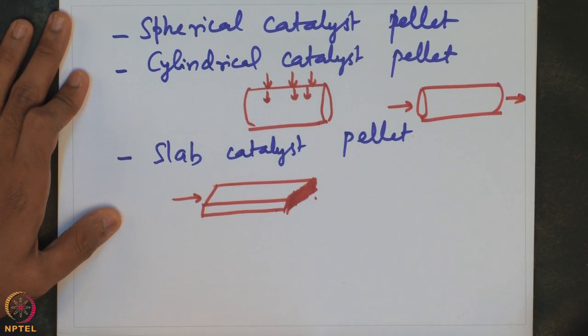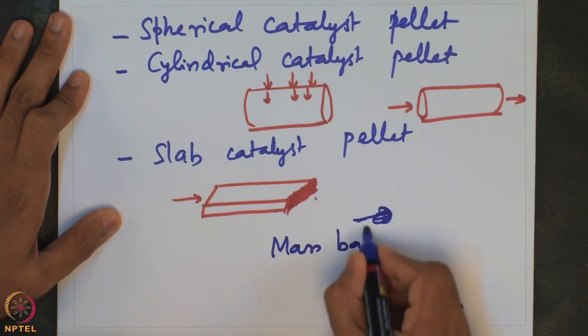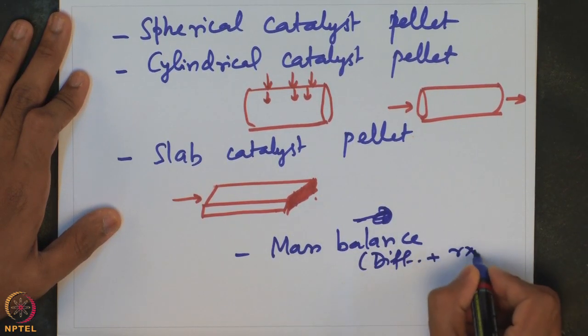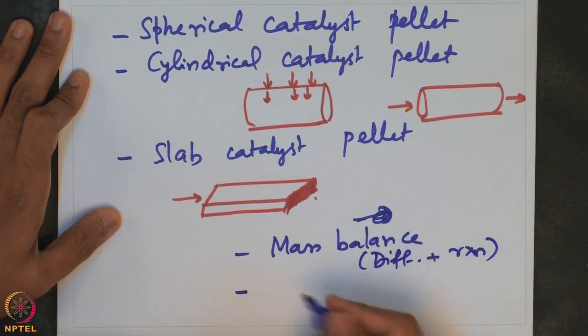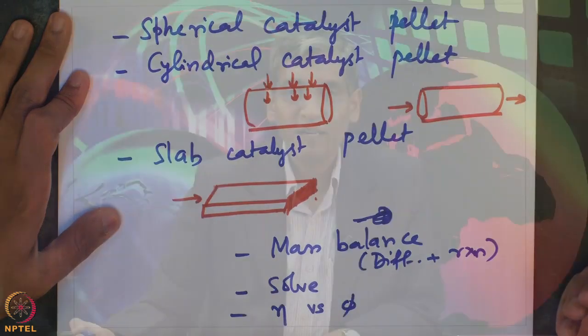If you want to model the slab catalyst, we have to follow the same procedure of writing the diffusion and reaction model. The procedure is to write the mass balance, which basically has diffusion plus reaction because we assume steady state, and then solve the model and find out the relationship between Thiele modulus and the effectiveness factor. We will see how to find the relationship between Thiele modulus and the effectiveness factor for a slab geometry in the next class.